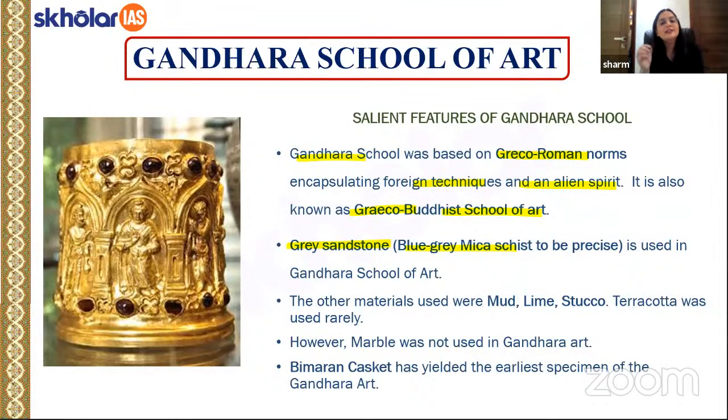Apart from this, students, there were certain other materials that were also used in the construction of sculptures. However, they were not as dominant as the grey sandstone. Now, these materials include mud, lime, stucco, along with terracotta. Herein, it will be important to note that marble was not at all used in the Gandhara art.